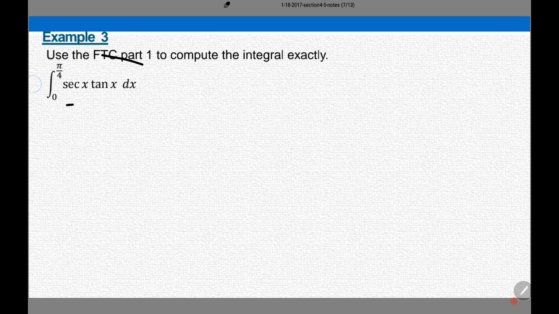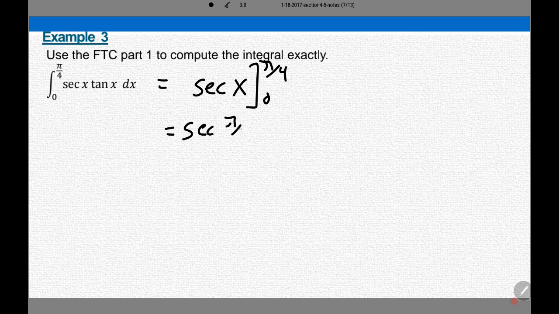So again, our antiderivative for secant x tangent x, if you look it up, hopefully remember that's secant x, and we're going from 0 to pi over 4. Okay, so that just means I need the secant of pi over 4 minus the secant of 0.